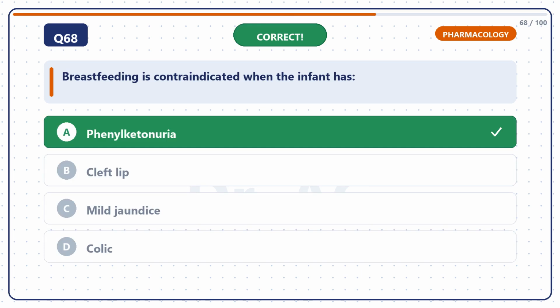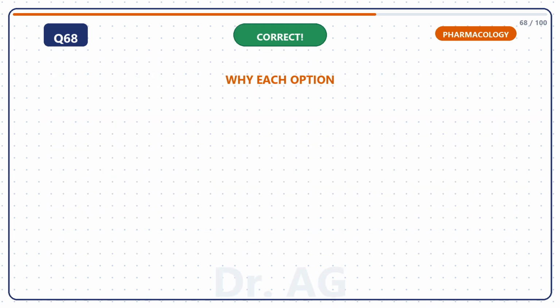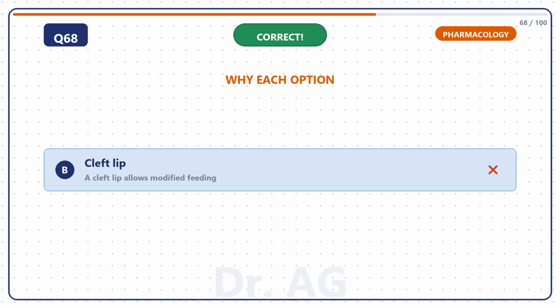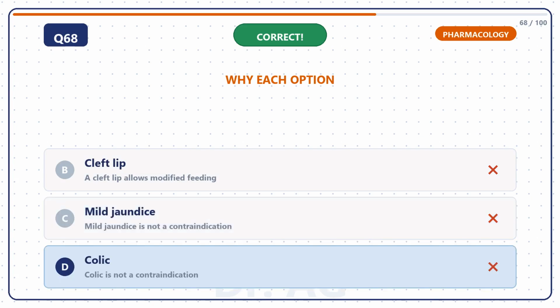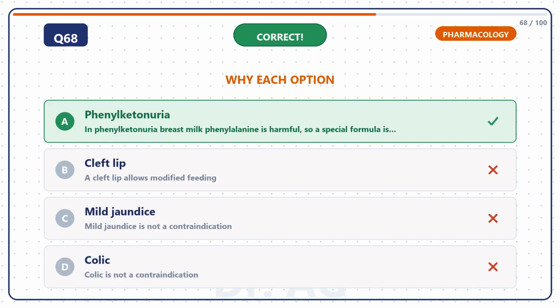The correct answer is option A. Phenylketonuria. Let's go through the options. Cleft lip. A cleft lip allows modified feeding. Mild jaundice. Mild jaundice is not a contraindication. Colic. Colic is not a contraindication. And the correct answer is phenylketonuria. In phenylketonuria, breast milk phenylalanine is harmful, so a special formula is used. So, the right answer is option A.